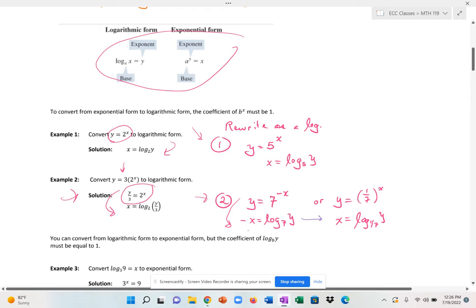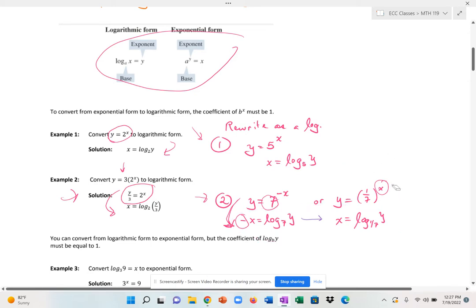That's rewriting it in logarithmic form. You could definitely solve for x by just dividing both sides by -1. Or your other choice is to rewrite this as y equals 1/7 to the x. Remember, negative exponents mean that you can take the reciprocal of the base and then the exponent changes to positive. When I do that, I get x equals log base 1 over 7 of y. So these two are equivalent, just written in different ways.